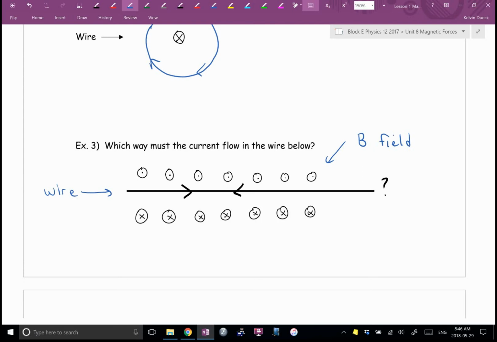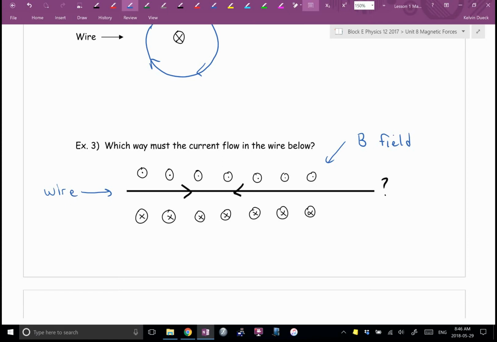If you point your fingers to the left, with your thumb to the left, which way are my fingers moving above the wire? Which way are they pointing? Into the page? See it? Which way are they pointing beneath my thumb, beneath the wire? Out of the page? Is that what we see there? Is that what we see there, Justin? No. What do those dots mean?